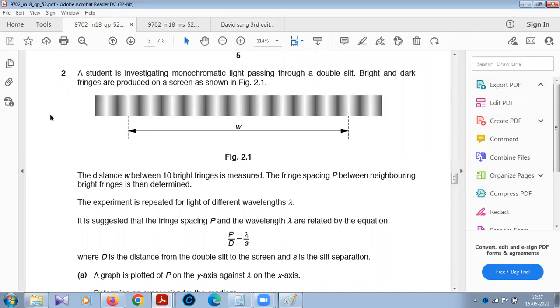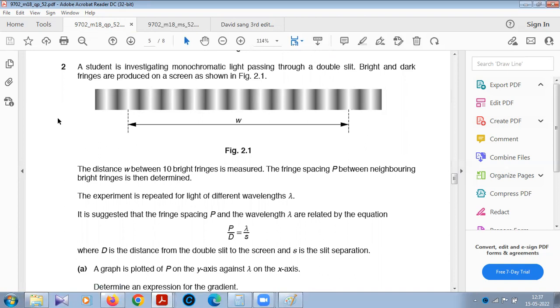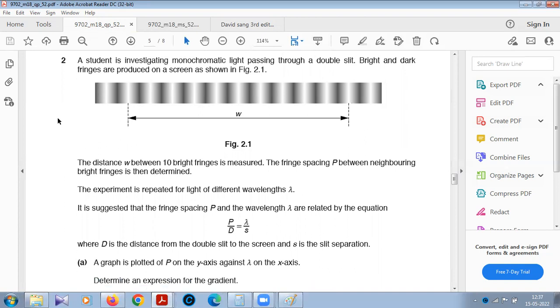So see, this is the second question. Read the question: a student is investigating monochromatic light passing through a double slit. So this is Young's double slit experiment.